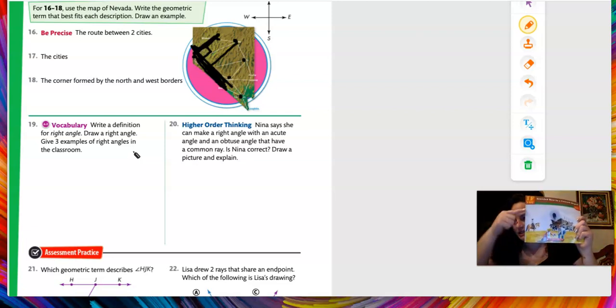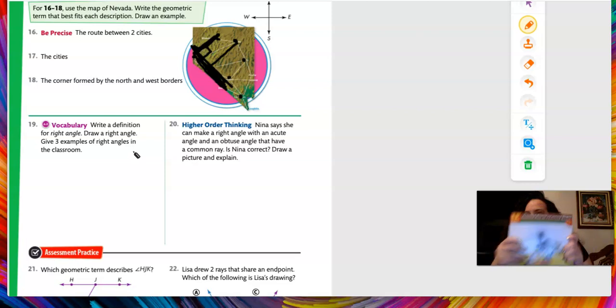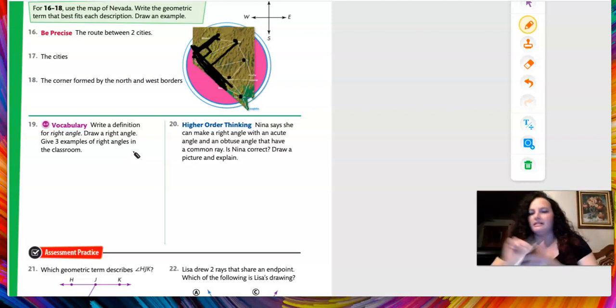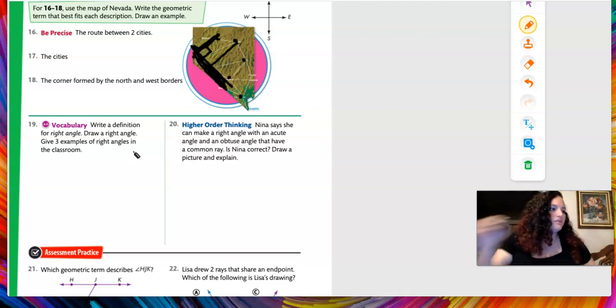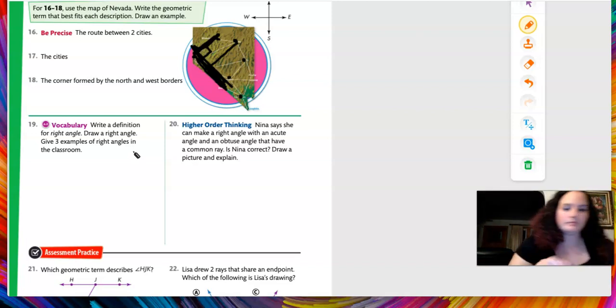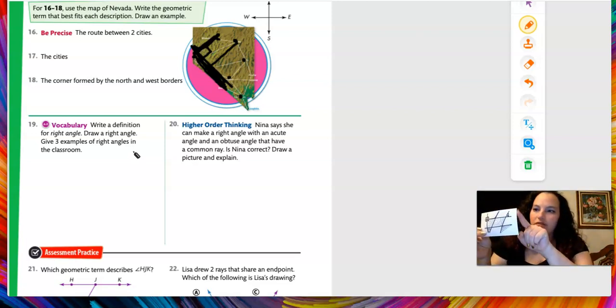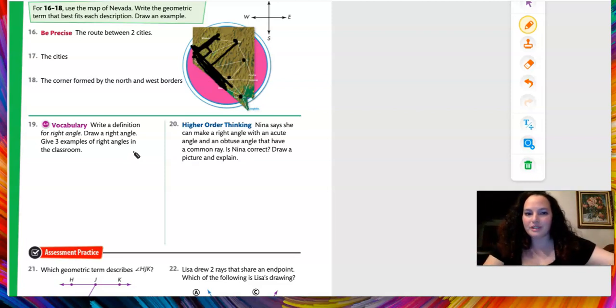I have a book, so I have this line and this line. They form a square right here in the middle, so this would be considered a right angle. I also have an envelope here. My envelope forms the same right angle here in the corner. It has 4 right angles: 1, 2, 3, and 4. I also have a card here, and my card has 4 right angles, just like my envelope. So there are my 3 examples. I hope you found 3 examples for yourself.